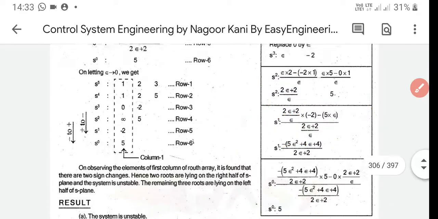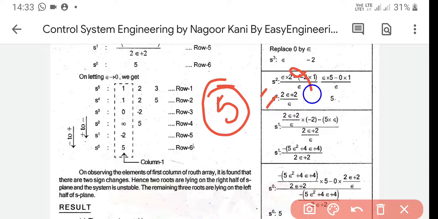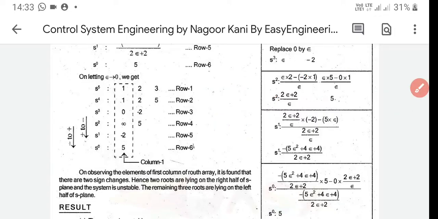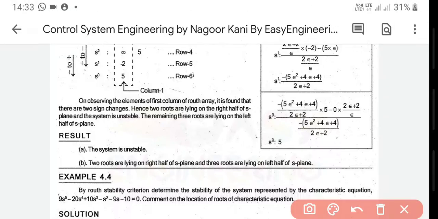And the remaining roots, how many roots are lying on the left hand side of the plane? In the 5 roots, the 2 roots are on the right side. How many roots are lying on the left side? Those are 3 roots. So 3 roots are lying on the left hand side of the S plane. So finally the result is that the system is an unstable system, and you represent that 2 roots are lying on the right hand side of the S plane and 3 roots are lying on the left hand side of the S plane.